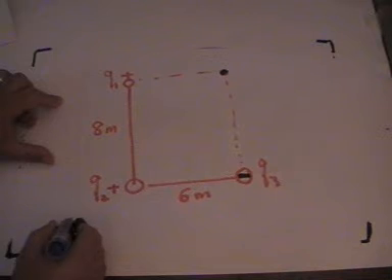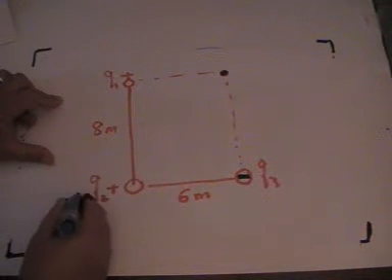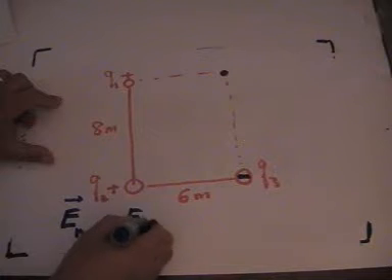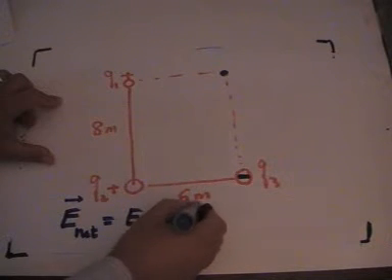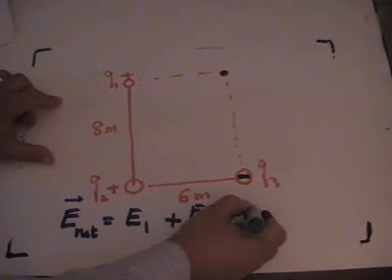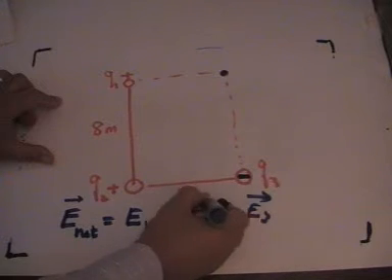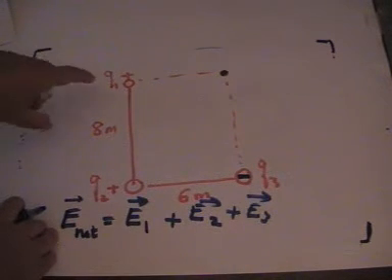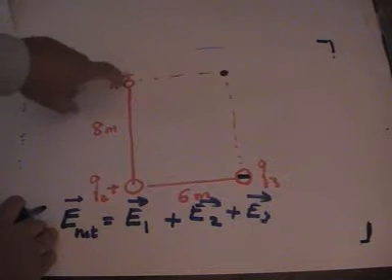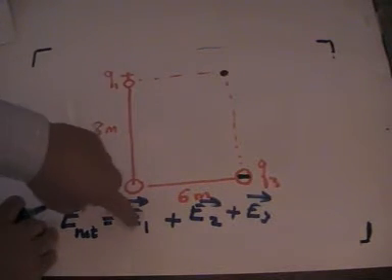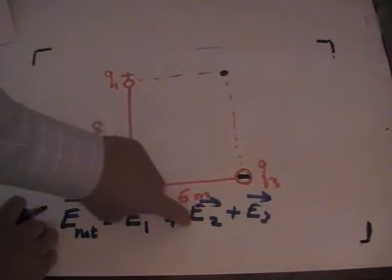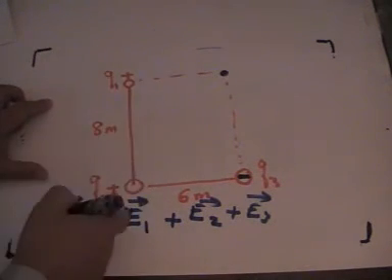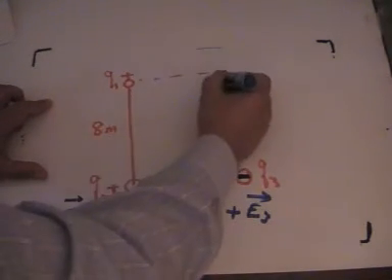Now, I know that the net electric field as a vector, E net, will be E due to charge 1 plus E due to charge 2 plus E due to charge 3. And all of these have to be added as vectors. So that means I have to find the electric field due to each charge in vector format.